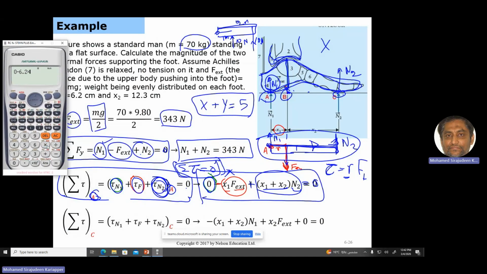X1 is 6.2 multiplied by F external, which is 343, which I have calculated already. Plus, what do you have now? X1 plus X2, start a bracket. You don't have to do the calculation manually, one by one; you just write the whole equation. X2 is 12.3. Close the bracket, multiply N2. Do I know N2? No, that's what we want to find out. We call it X.